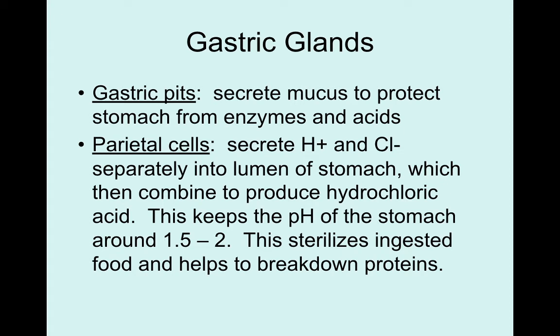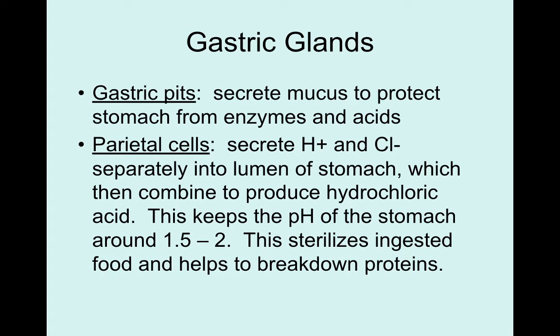In any case, the parietal cells do not secrete acid. The parietal cells secrete hydrogen ions and chloride ions separately. In the lumen, or opening inside the stomach, these hydrogen and chloride ions combine to produce the hydrochloric acid.